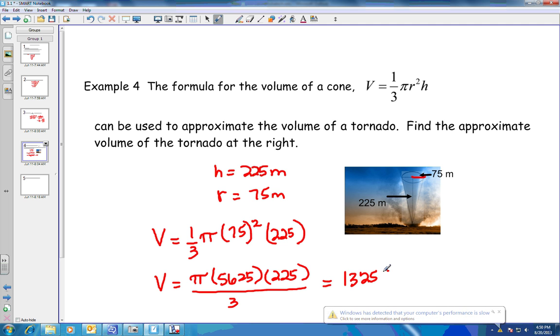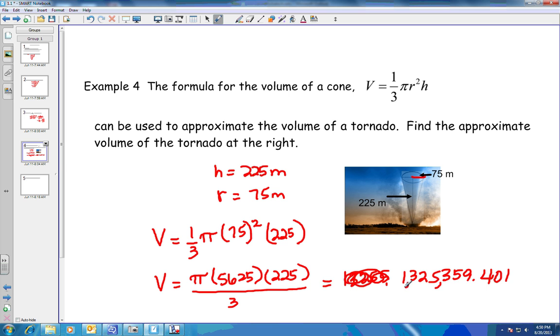Let's see, I wrote that down wrong. 1325359.401. So we'd probably round that to 1,325,359, and that is going to be meters cubed, because we're finding volume, and volume is measured in cubic units. All right, so that is a huge tornado.